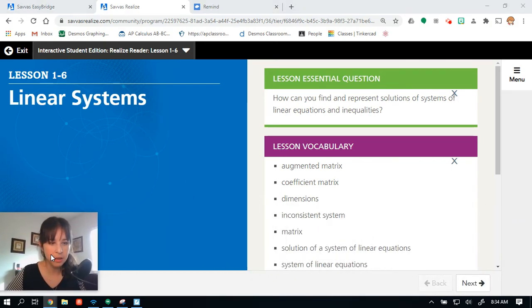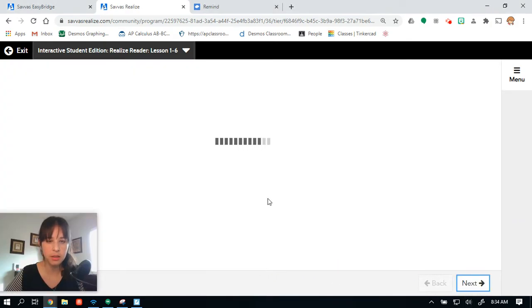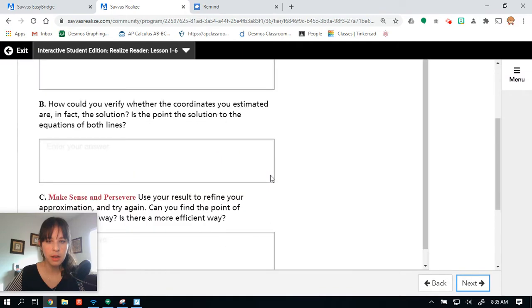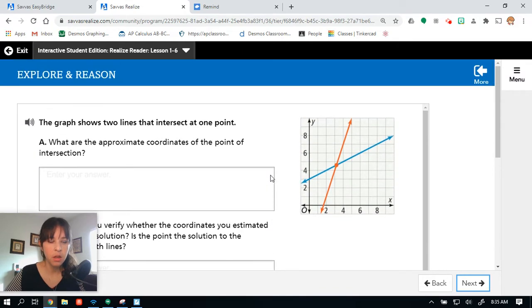Let me move myself to the other corner so I could hit this next button. Let it load. Okay.